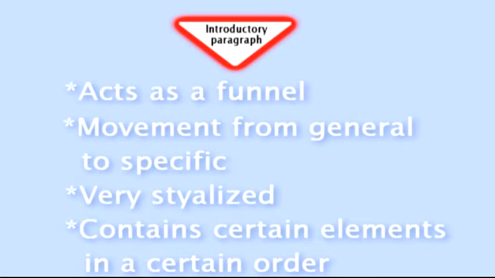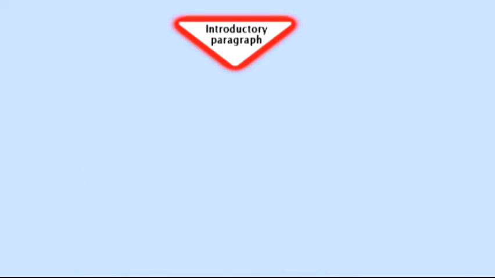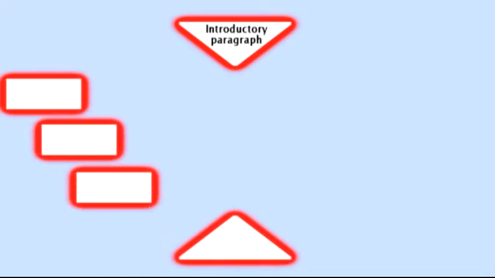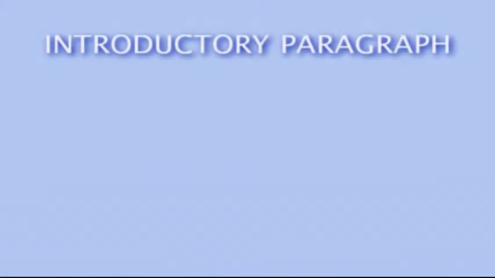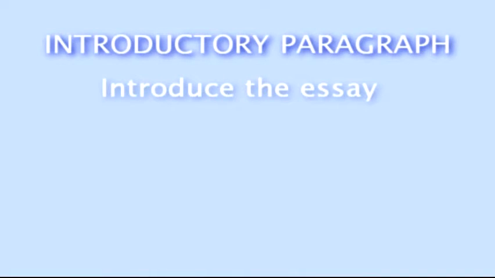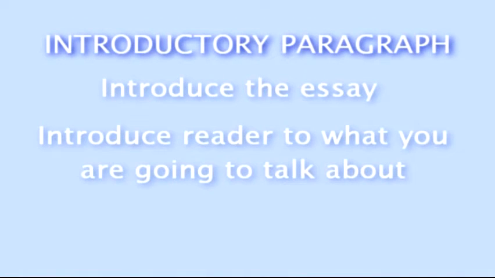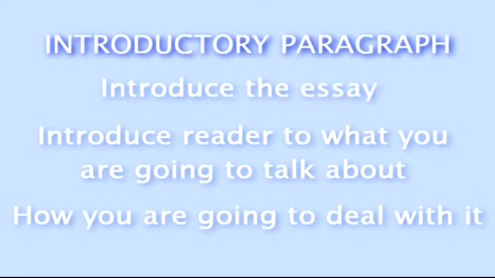The order of teaching in the book is to first teach the introductory paragraph, and then the concluding paragraph, and then go back and pick up the body paragraph. So let's begin with the introductory paragraph. The purpose of the introductory paragraph is to introduce the essay, and in particular to introduce the reader to what you are going to talk about and how you are going to deal with it. It's a mini outline of the essay.